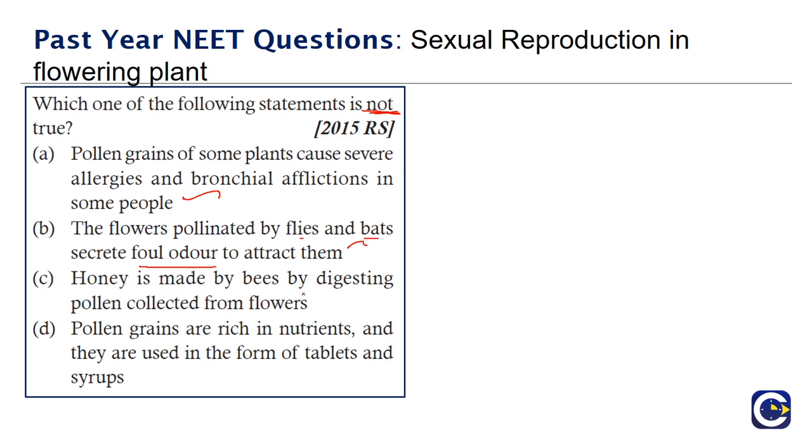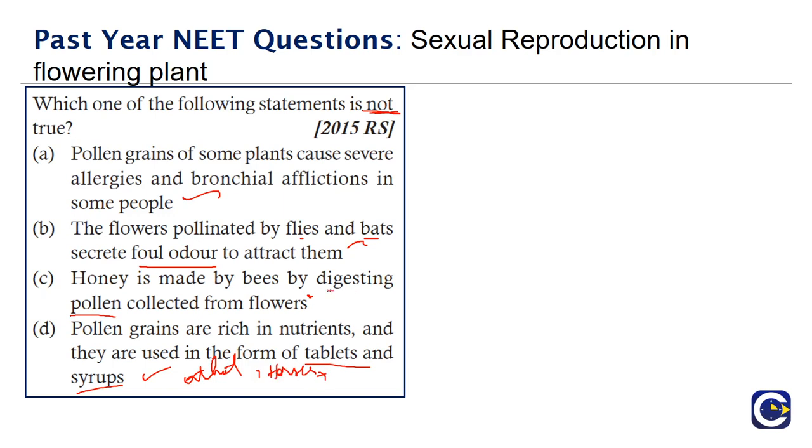Honey is made by bees by digesting the pollen. They refer to pollen collected from the flowers. This seems quite doubtful, so let's look at this next option. Pollen grains are rich in nutrients and they are used in form of tablet and syrup. Yes, they are used for athletes and also horses. So this increases their stamina and has proven to show some results.